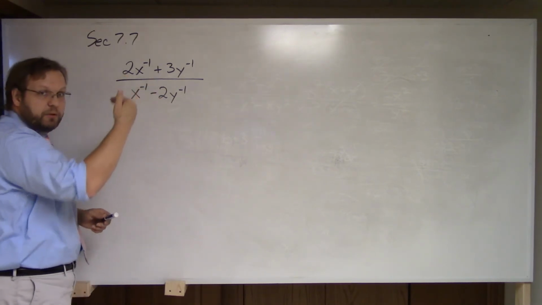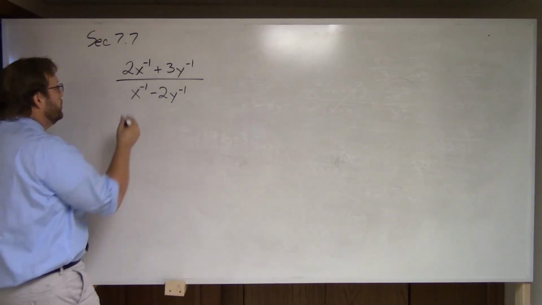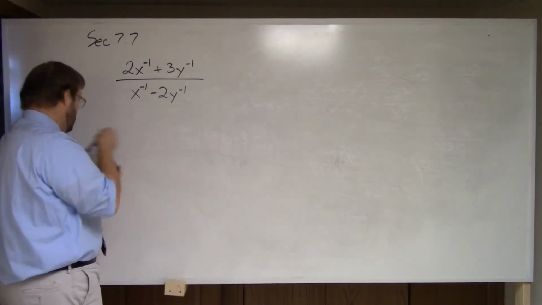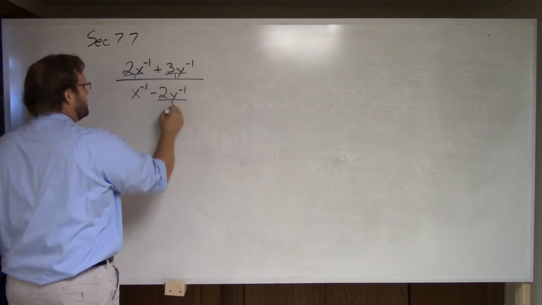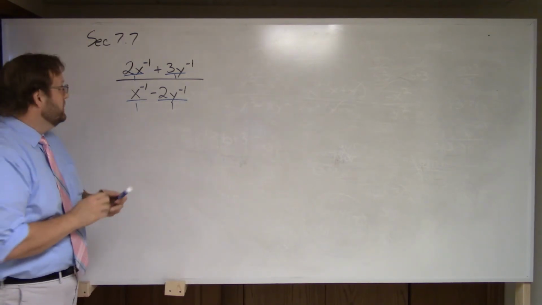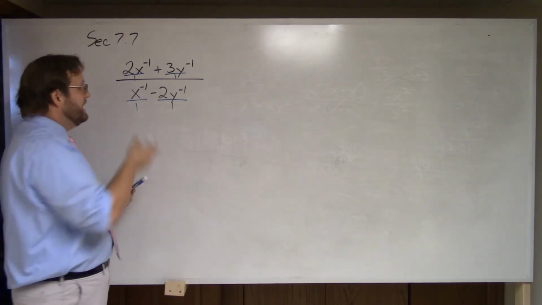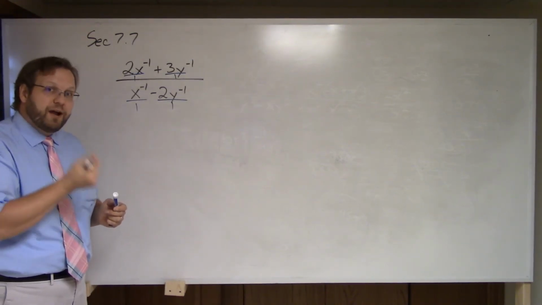We have a sum and we have a difference. So when we move top and bottom, we're looking at each of these terms as something separate. Okay, so this is how we're going to rewrite this. Anything with a negative exponent flips to the other side of that fraction.